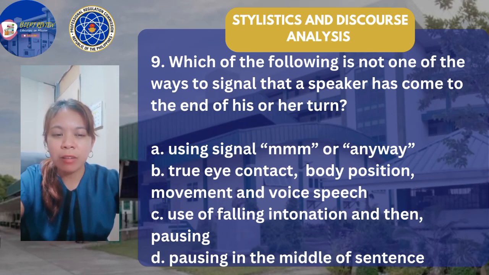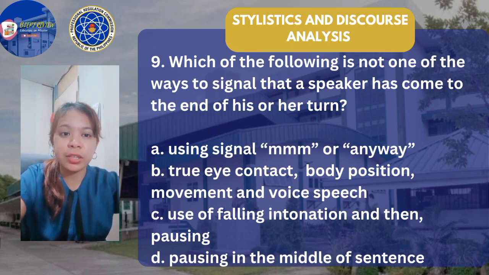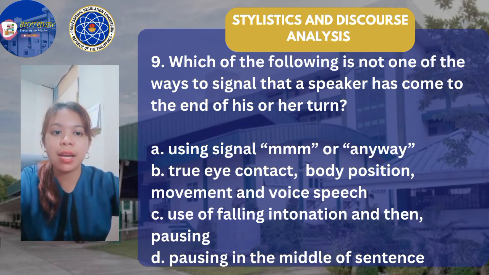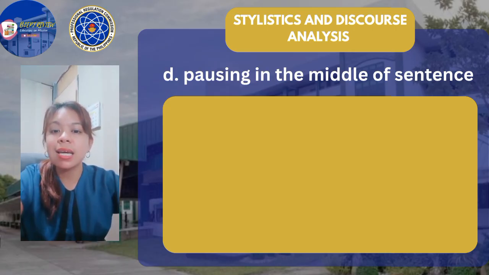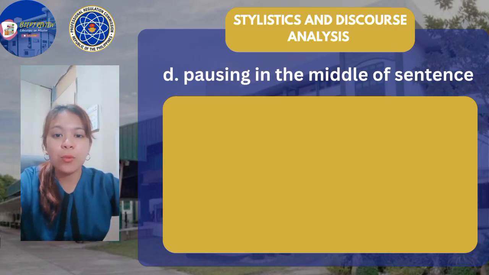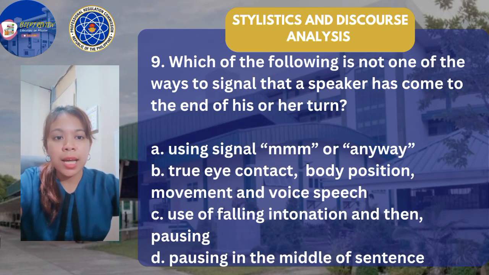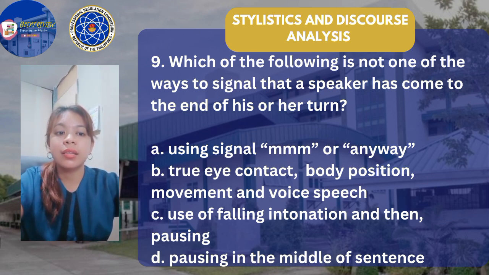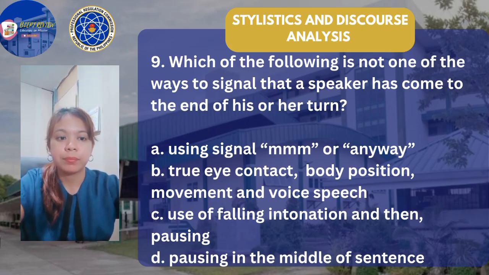Okay, let's reveal now the correct answer. What is the correct answer for this question? Number 9. We have the letter D, pausing in the middle of a sentence. Option D is not a way to signal that a speaker has come to the end of his or her turn. In letter A, using signals like anyway, these are verbal cues often used by speakers to indicate they are wrapping up their point or preparing to yield the floor.